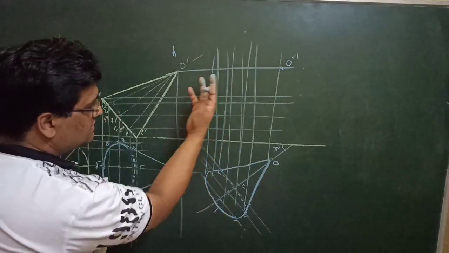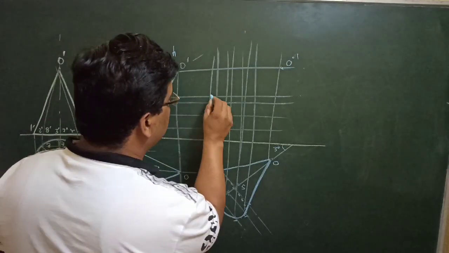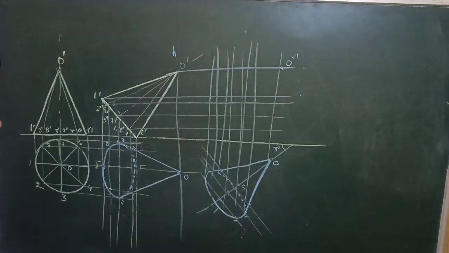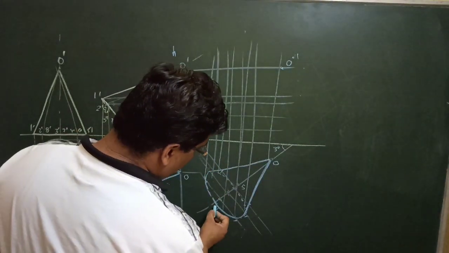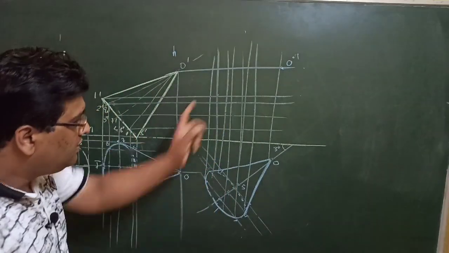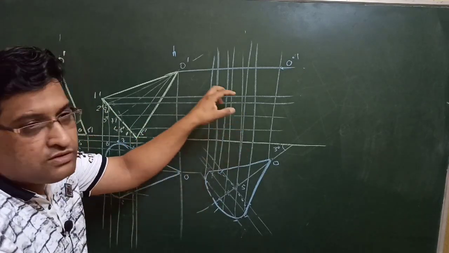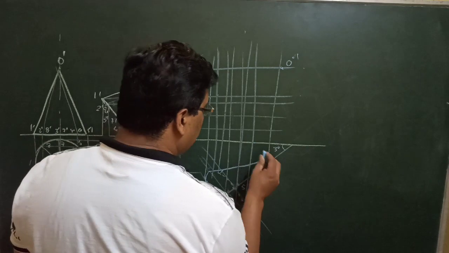For all these lines, line coming from 1 will cut line from 1 here. This is 1, so somewhere around here. So in this manner, 1 to 1, 2 to 2, and so on, you will get some points so as to draw an ellipse.